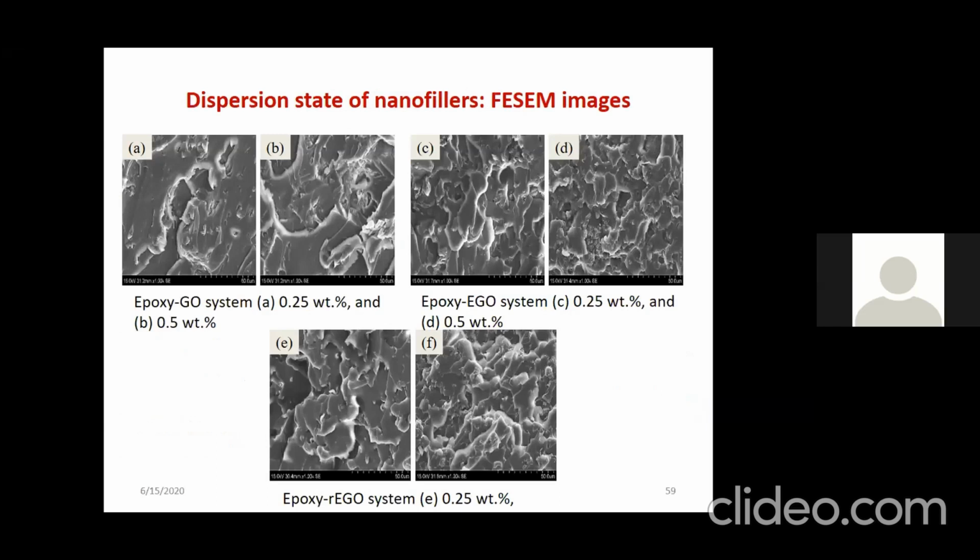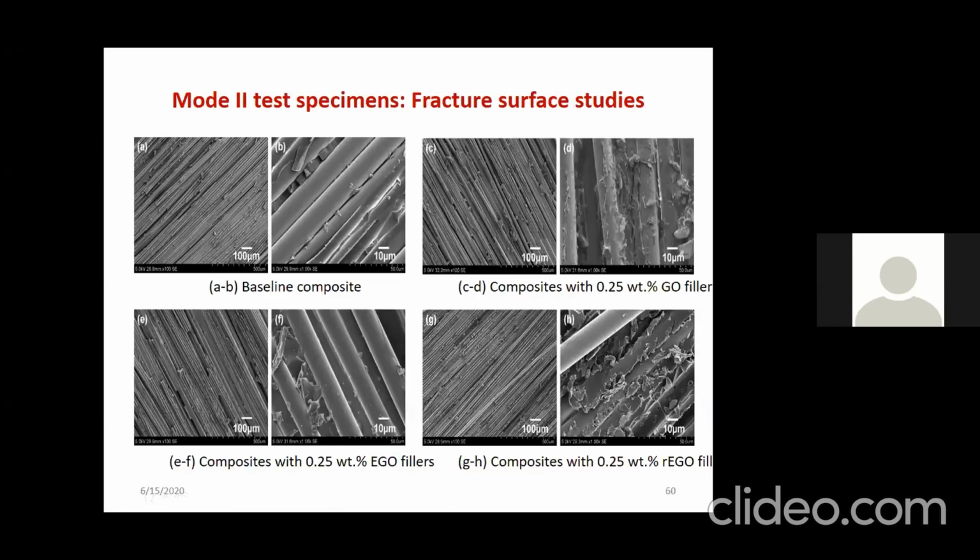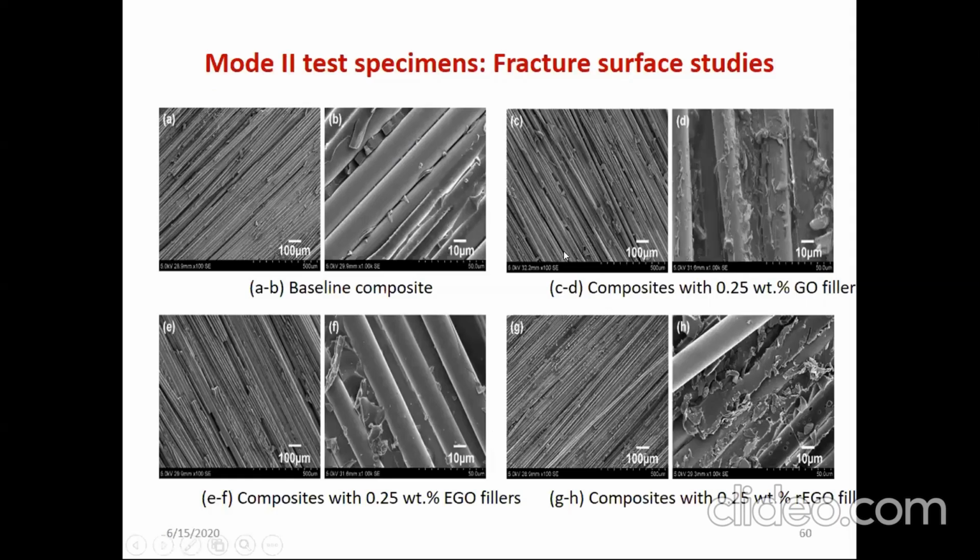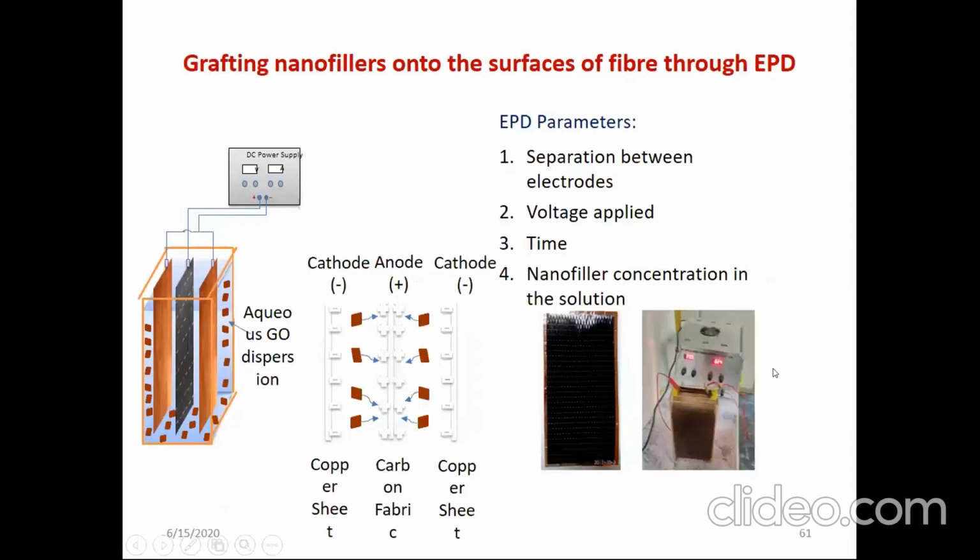What we are seeing are some images of the nanofillers, the dispersion of graphene oxide in the epoxy materials, which can be measured using scanning electron microscopy. And this is also the mode 2 test specimen fracture surfaces, where we can see these are the continuous fibers on which you have the graphene oxide present.